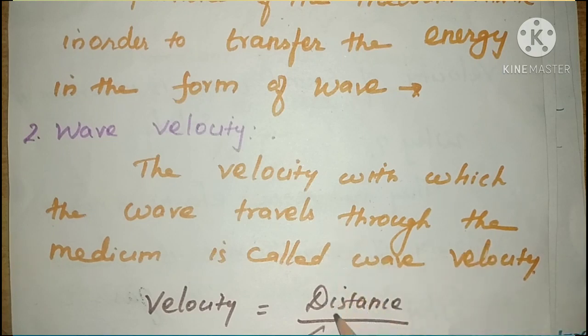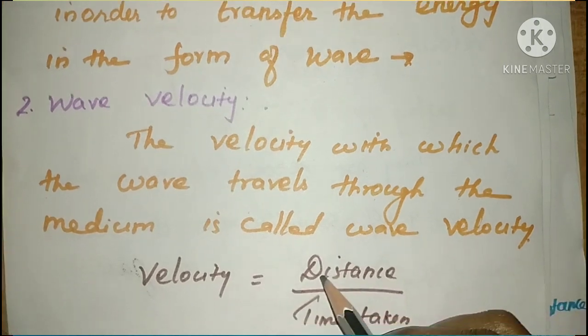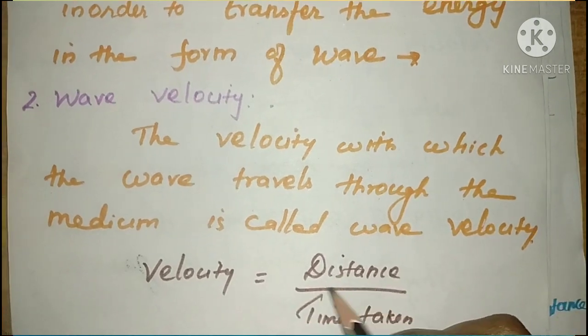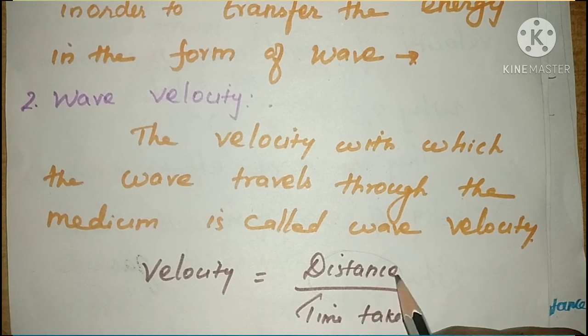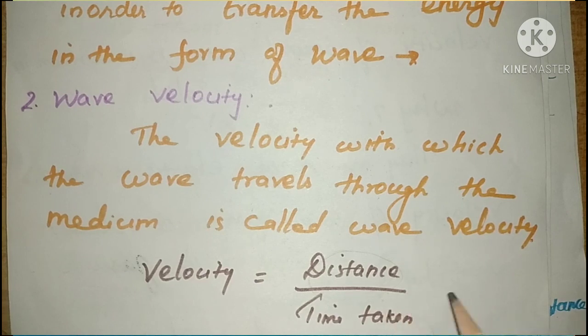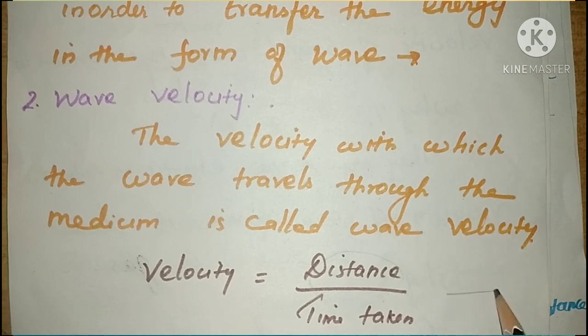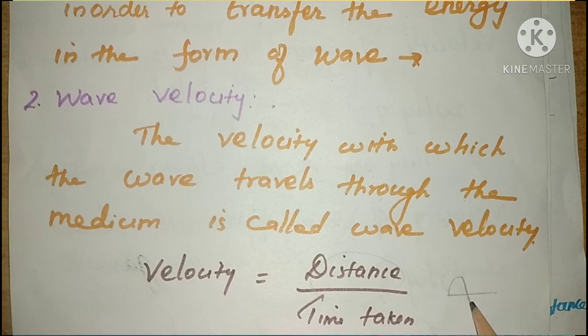How do we calculate the velocity of the wave? It is the same formula. Already we know velocity is equal to distance by time taken. What do we mean by distance here? Distance travelled by the wave divided by time taken. So how will you calculate the distance travelled by a wave? The distance travelled by one wave.